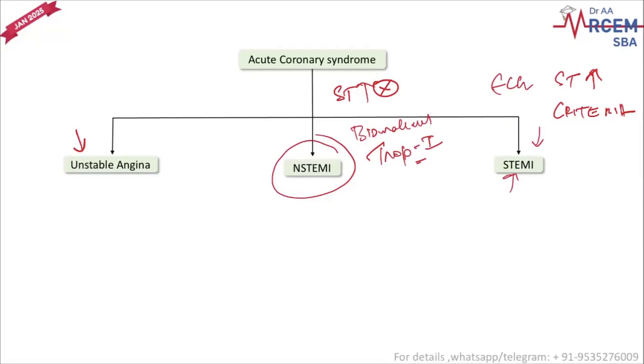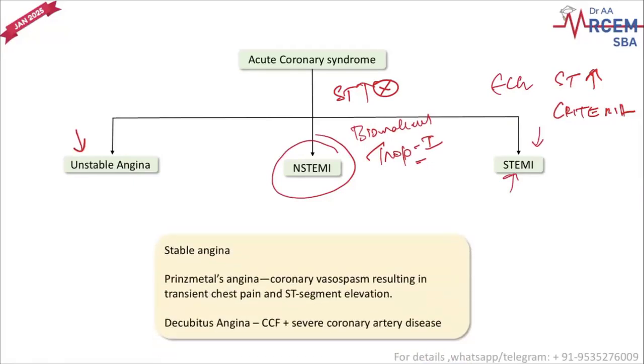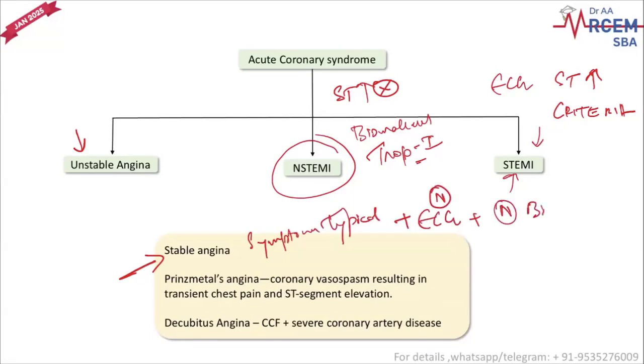The third and last thing included in acute coronary syndrome is unstable angina. It's better to understand first what stable angina is, then it becomes easier to understand unstable angina. What is stable angina? Stable angina is basically a patient in whom the symptoms are very typical, but the ECG is normal, plus the biomarkers are also normal. This altogether is known as stable angina.